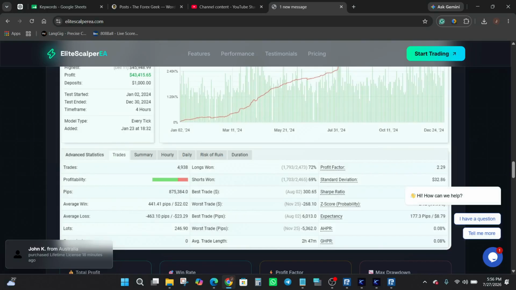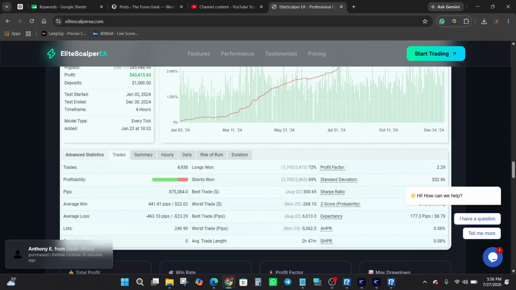That said, these are still historical performance figures presented on the website. Historical results should never be interpreted as a guarantee of future performance. Actual results can vary depending on broker execution, spreads, slippage, market conditions, account configuration, risk settings, and how the EA is optimized by each individual trader.